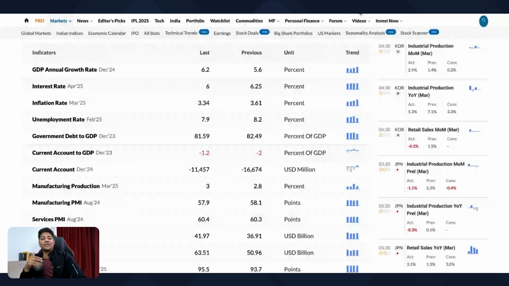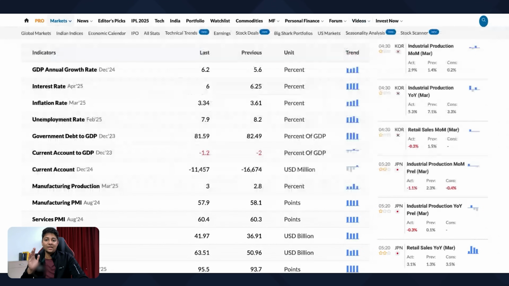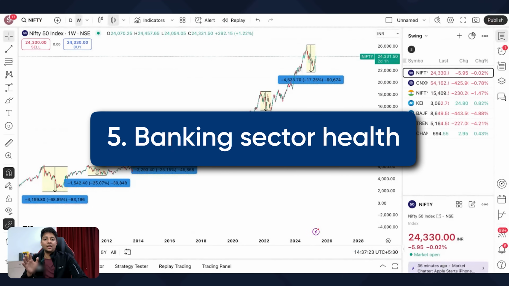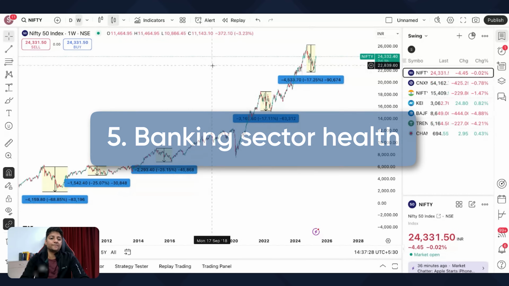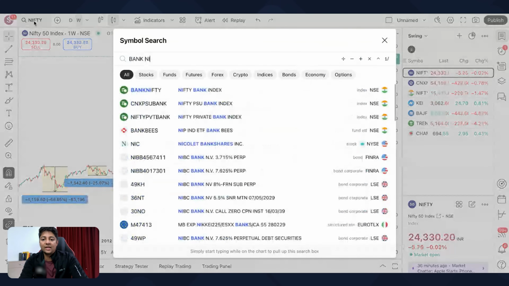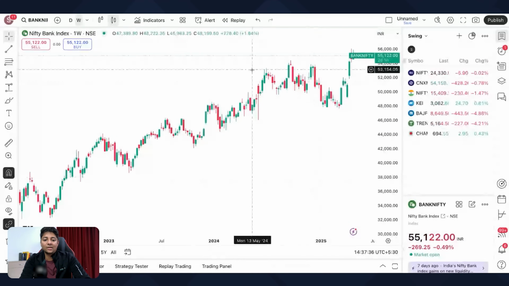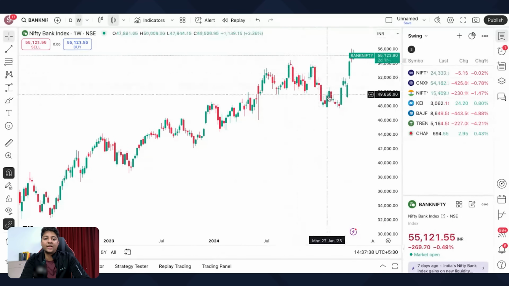So now we're actually in the cycle of a recovery cycle, and that is something that is very, very good, right? Now coming back, the fifth indicator that we should definitely look at is the banking sector health. I don't know how many of you remember this, but if you look at our Bank Nifty, which is basically the index of our banks, it had recently fallen quite drastically. From September, the Bank Nifty kept falling down.